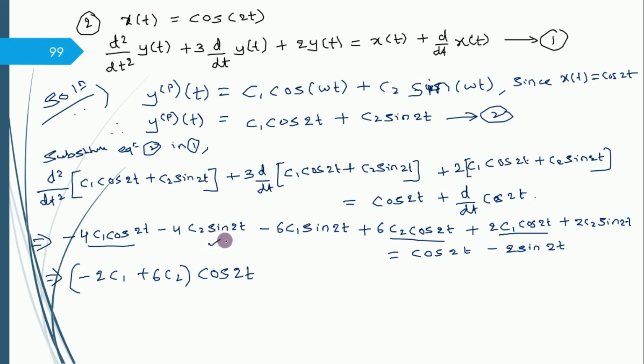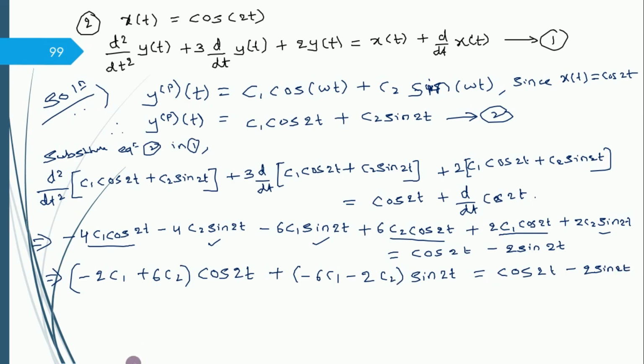Similarly for sine, this one and this one: minus 4 C2 plus 2 C2 and minus 6 C1. So minus 6 C1, minus 4 C2 plus 2 C2 is minus 2 C2. These are the sine 2t terms. This is equal to the RHS as it is: you write cos 2t minus 2 into sine 2t.